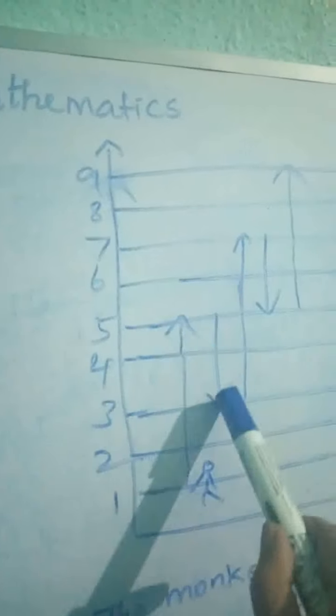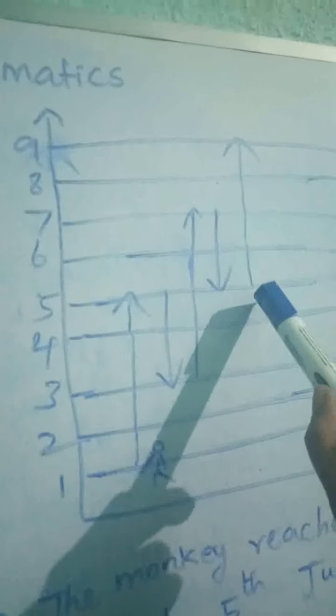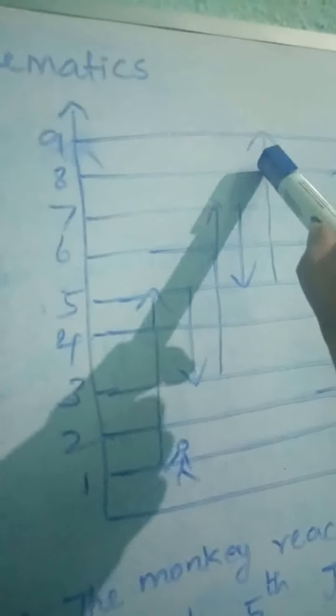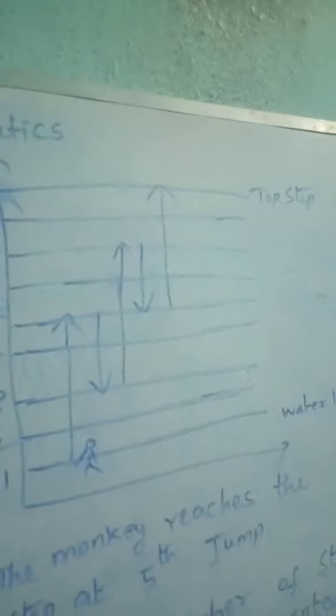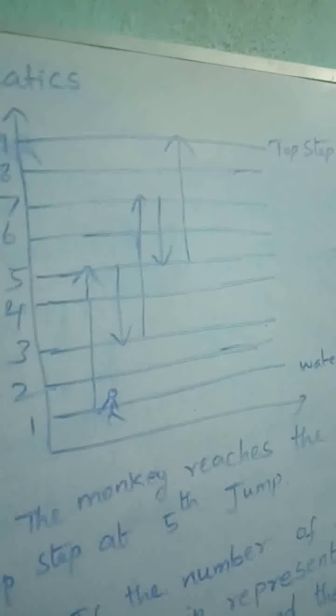Again he jumps 4 steps up. Now he is in 7th step. Again he jumps down 2 steps, isn't it? Again he jumps 4 steps up. Now he reached the top step, that is first step. We have considered that first step was here 9th step. So he reached the top steps at what jump? 1 2 3 4 5. So he reached the top step at 5th jump. Understand children? And that one only we have written here.